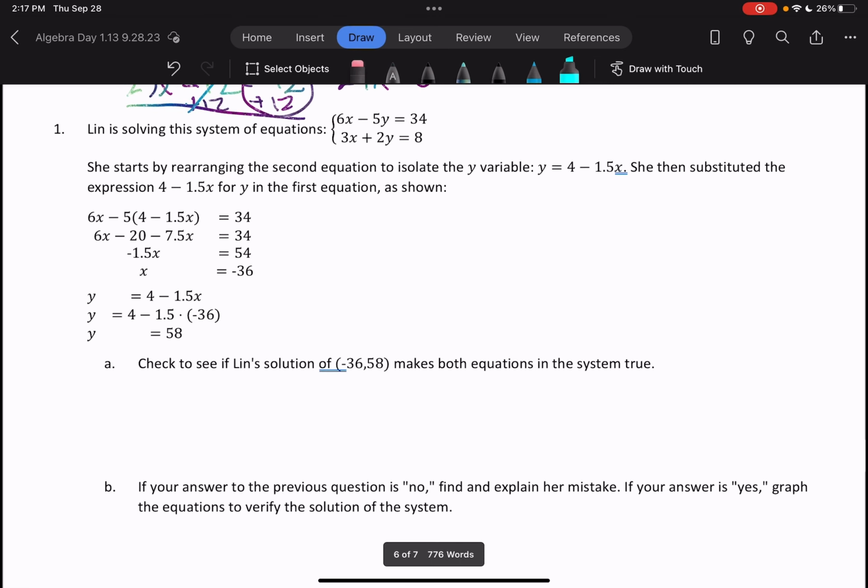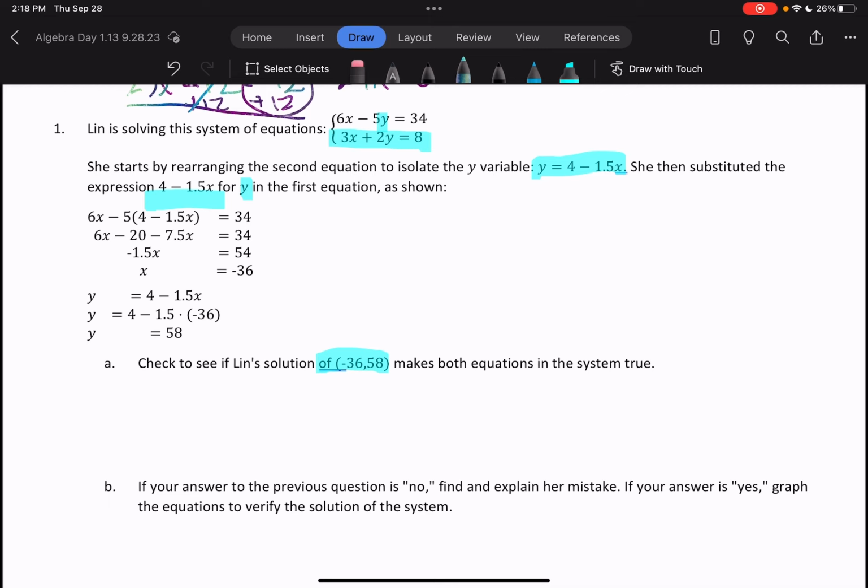All right, let's look at Lynn. Lynn is solving the system of equations. She starts by rearranging the second equation to isolate the y variable, y equals 4 minus 1.5x. She then substituted the expression 4 minus 1.5x for y in the first equation as shown. So she took this equation, okay, and she solved for y and came up with this. And then she put that in this equation where the y is. All right, she got this answer, so we want to see if that makes both equations true because we're going to check out her work and test out her work.